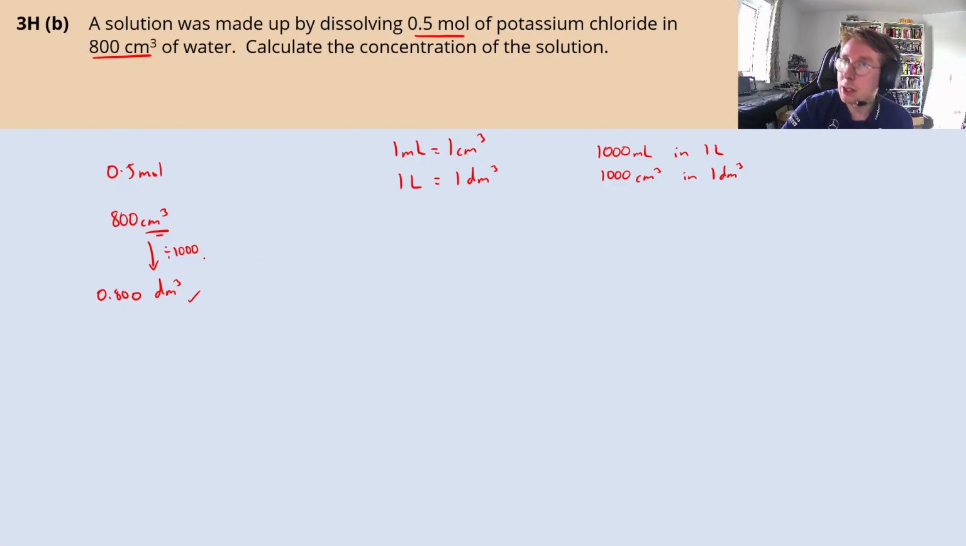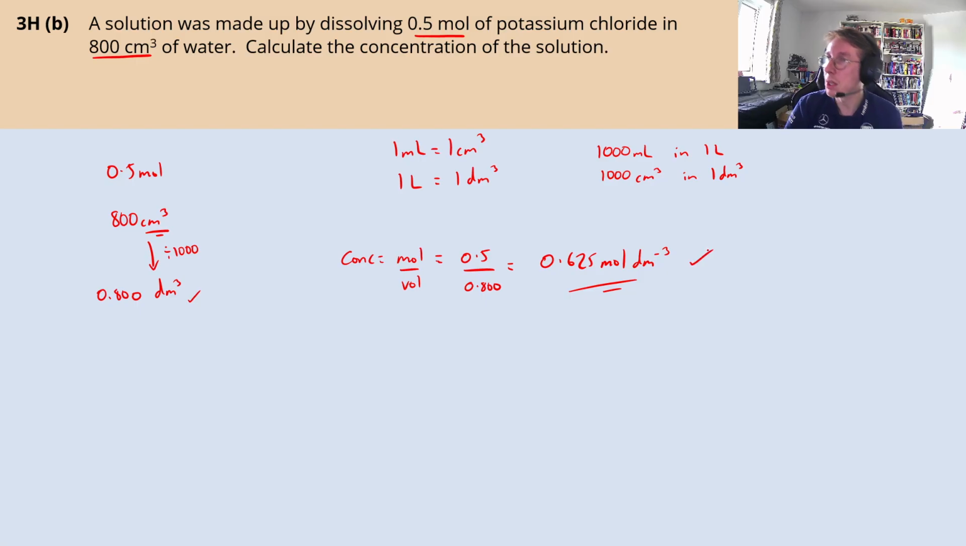Okay. Now the second thing you need to do is your concentration calculation like we saw before. So concentration equals moles over volume, number of moles 0.5, volume 0.800, and if you do that calculation you get an answer of 0.625 moles per decimeter cubed. And that's your second mark, so that's worth 2 marks rather than just the 1. You get that extra mark for doing the little bit of unit conversion that you've got to do there.